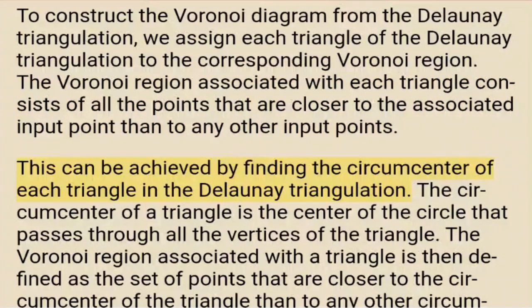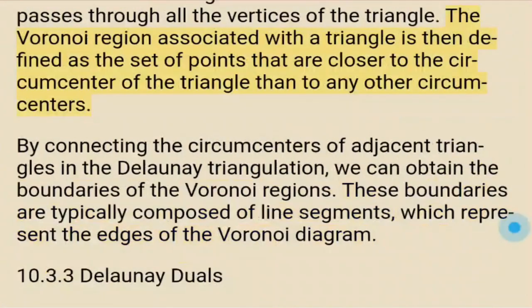This can be achieved by finding the circumcenter of each triangle in the Delaunay triangulation. The circumcenter of a triangle is the center of the circle that passes through all the vertices of the triangle. The Voronoi region associated with a triangle is then defined as the set of points that are closer to the circumcenter of the triangle than to any other circumcenters. By connecting the circumcenters of adjacent triangles in the Delaunay triangulation, we can obtain the boundaries of the Voronoi regions. These boundaries are typically composed of line segments, which represent the edges of the Voronoi diagram.